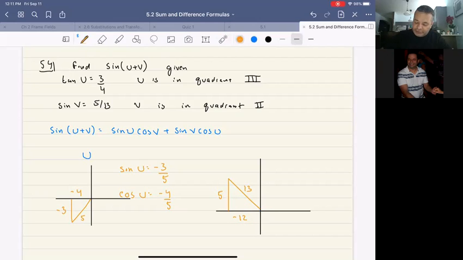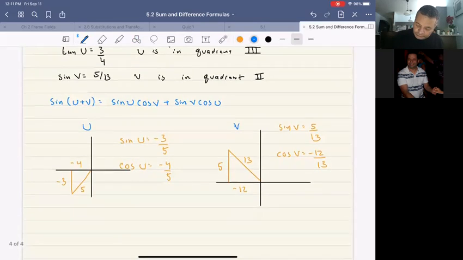Okay, so let me just write out here. This is my v triangle. So sine of v is 5/13, just like we had given in the problem. Cosine of v is -12/13.